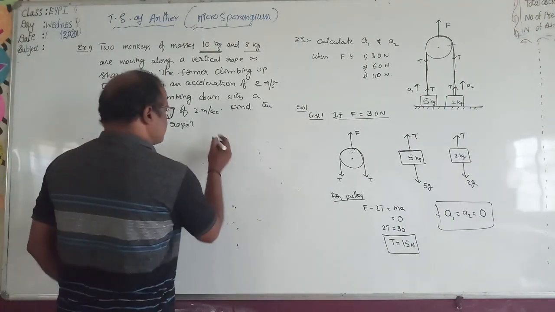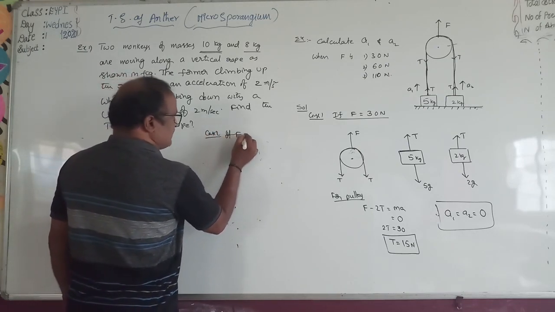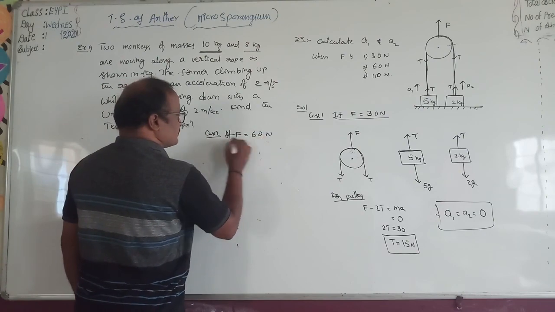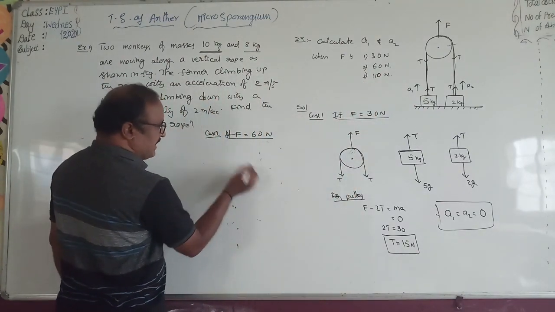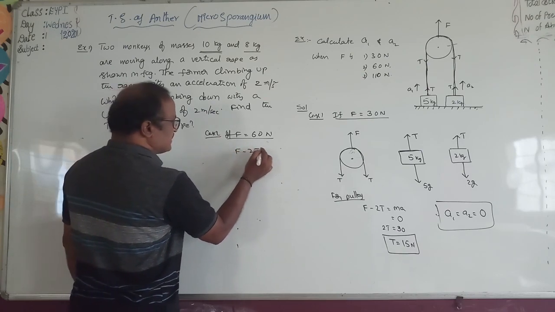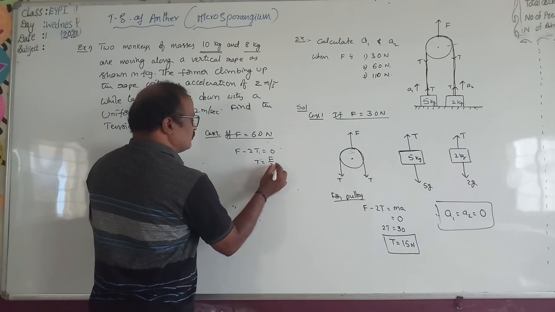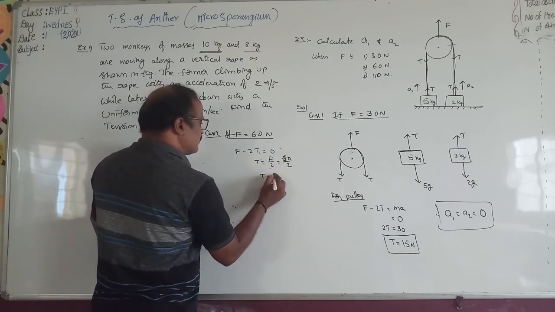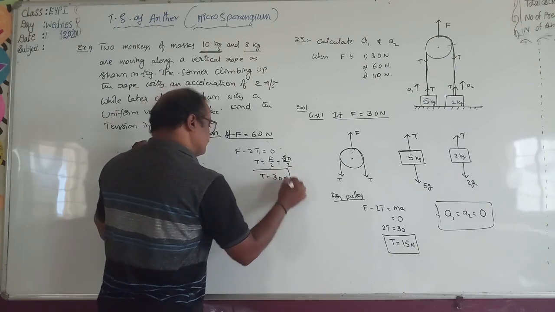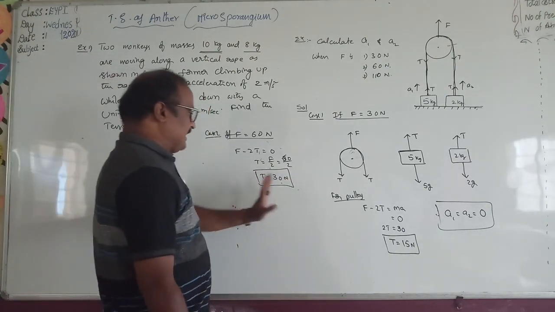Suppose, case 2. If the applied force capital F is equal to 16 newtons, again for pulling, F minus 2T is equal to 0, or T is equal to F by 2. That is 60 by 2. Therefore T is equal to 30 newtons. T value find out please.